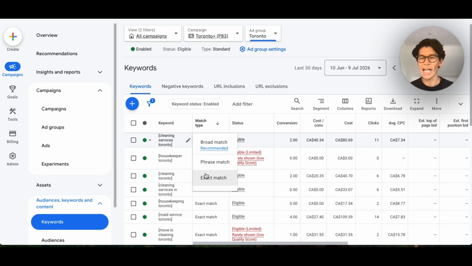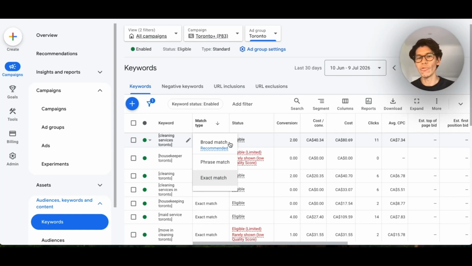The exact match is the tightest. If someone types in cleaning services Toronto, or something very similar to that, like cleaning service Toronto, that would constitute an exact match. A phrase match would be where this keyword is included as part of a string of words that someone's typed in. Someone could type in best cleaning services Toronto, which would be a really great search for us, but then someone else could type in Angela's cleaning services Toronto, obviously a competitor that we don't generally want to show up for. So the phrase match gives us more volume, but the quality of that traffic is more variable. And broad match is even wider than that.